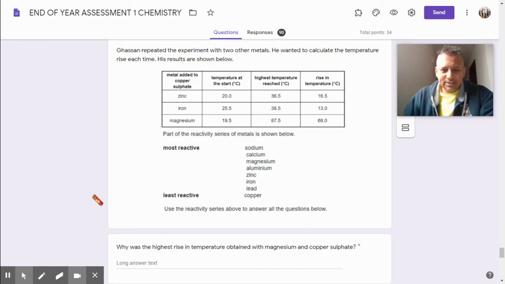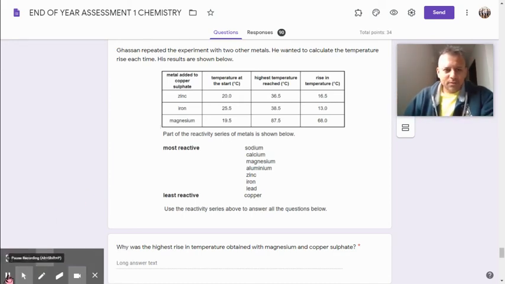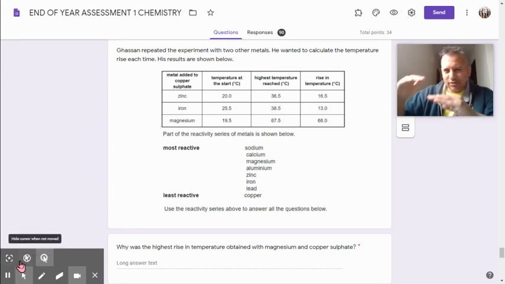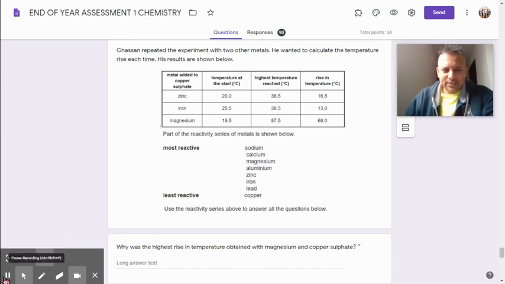Why was the highest rise in temperature obtained with magnesium and copper sulfate? The answer I was looking for was that magnesium and copper are very, very far apart from each other in the reactivity series. If you've got metals which are similar in reactivity, the difference in temperature is much smaller. If you've got a big difference between reactivity, you find that the temperature difference is much greater.